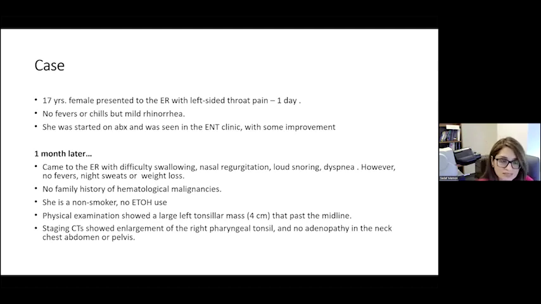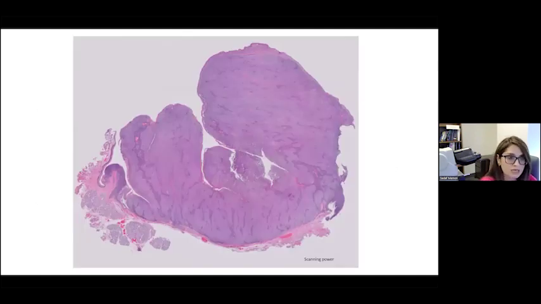Okay, the staging CT did show enlargement of the right pharyngeal tonsil. However, there was no lymphadenopathy in the neck, chest, or abdomen. So this is the scanning power of the tonsil. The tonsillar architecture, as you could see, is effaced by a vaguely nodular to diffuse infiltrate. And you can see still on the left side that there are some retained normal follicles.